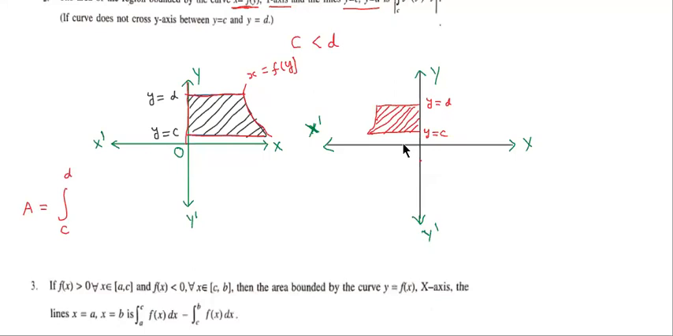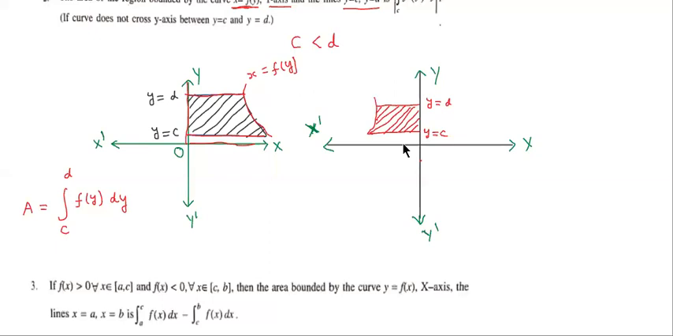c to d f of y. Here the function is in terms of y and the limits are also y values. So f of y dy. This is the required area. So this is x is equal to f of y. Observe that this is the positive x-axis. That's why we get the area positive.